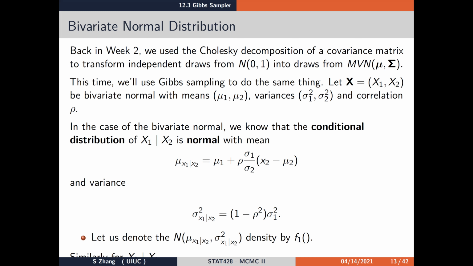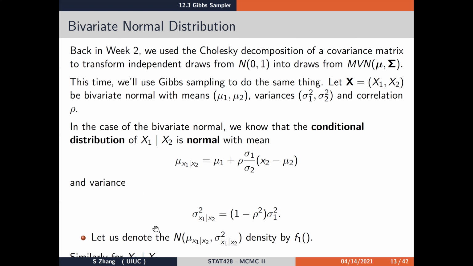Let x, which is equal to x1 and x2, 2 dimensions, be bivariate normal with means mu1, mu2 for the 2 dimensions, variances sigma 1, sigma 2 for the 2 dimensions, and correlation between x1 and x2 that's equal to rho. In the case of bivariate normal, we know that the conditional distribution of x1 given x2 is also normal. Specifically, x1 given x2 is normally distributed with mean equal to mu x1 given x2 and variance equal to sigma squared of x1 given x2.